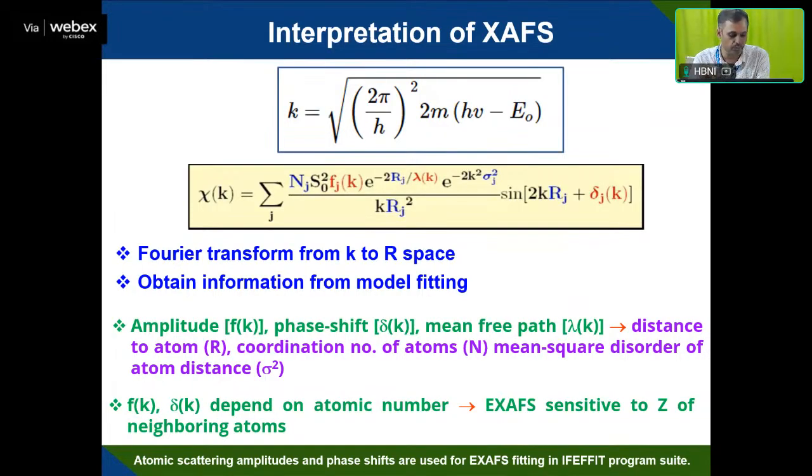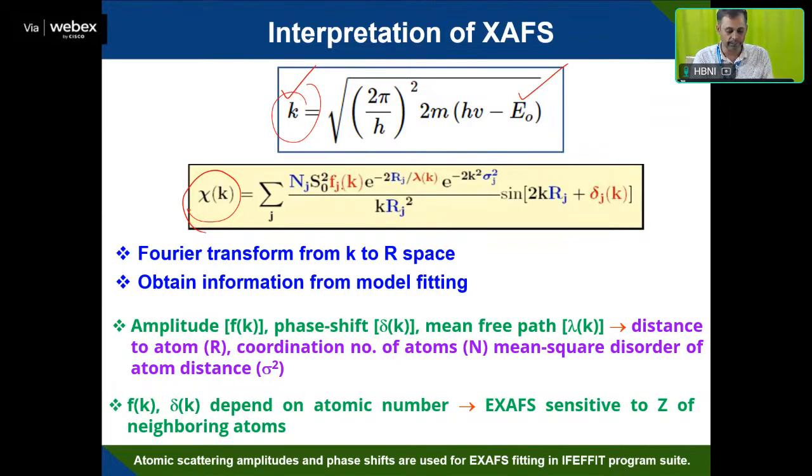Similarly, the extended X-ray analysis is more complicated. So h nu, E0, and k you get here. That k is Fourier transformed, and the amplitude, how it varies with those parameters, comes from a complicated equation. Once you get E0, you can find k. From k, you apply a Fourier transform to go to real space and then obtain information using various model fittings.